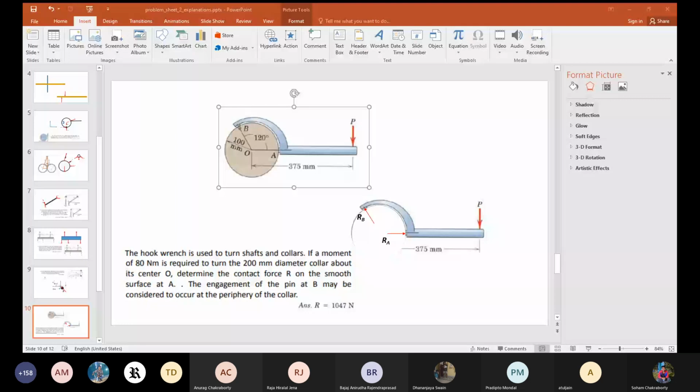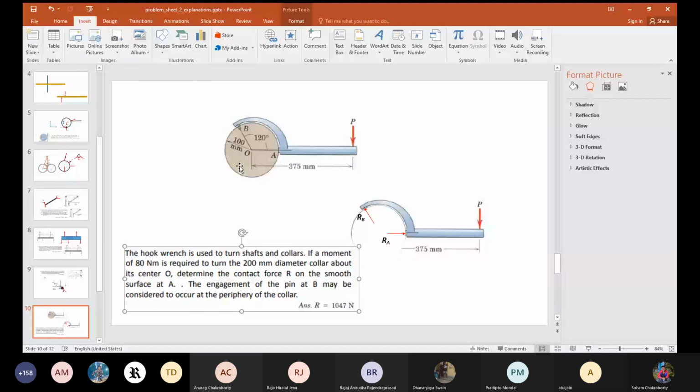It is telling in the question that for rotation of the 200 diameter, so it is not a question of statics, sir. I think it is a problem of dynamics. No, just before it starts to rotate, if the moment is 79.99999, it is in a state of equilibrium. If it is 80.0001, it is starting to rotate. Okay, sir, got it.